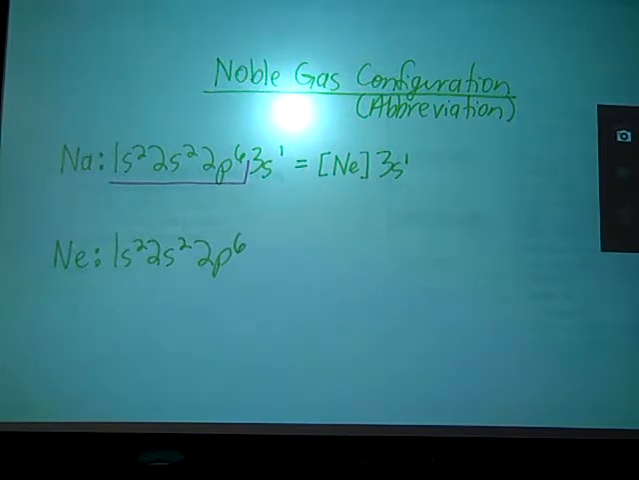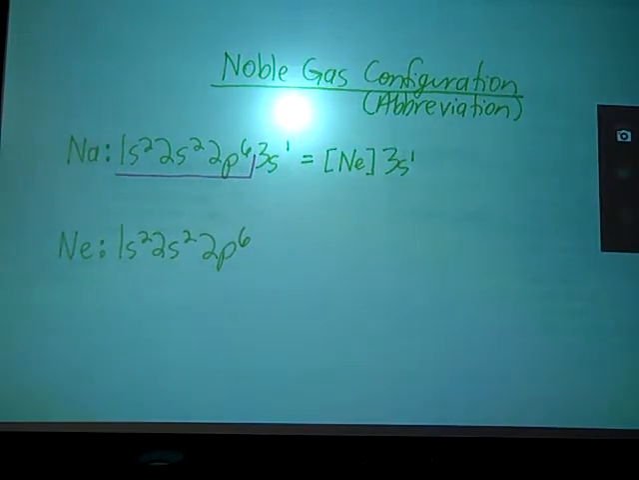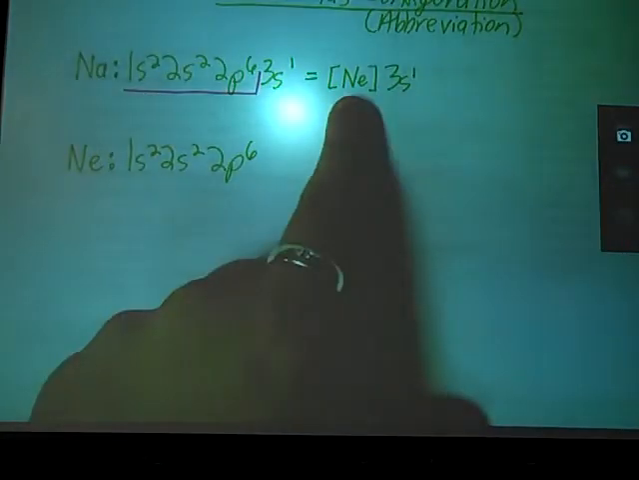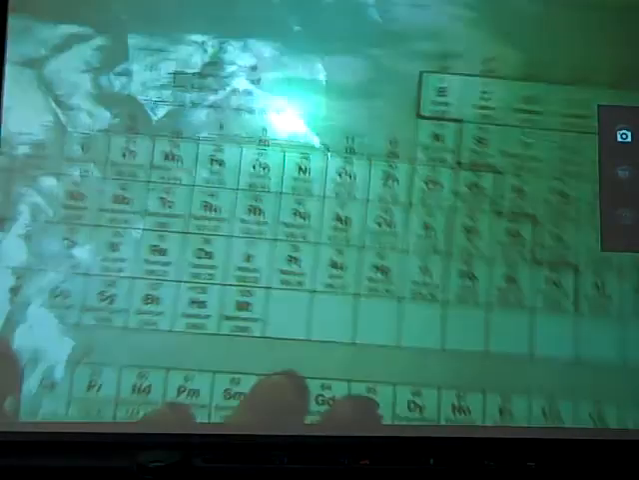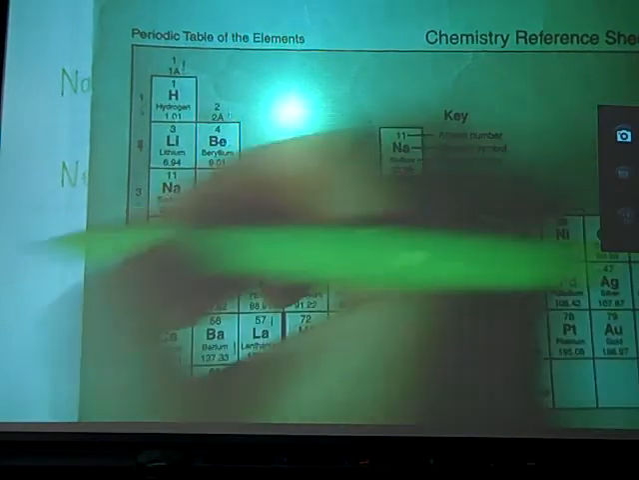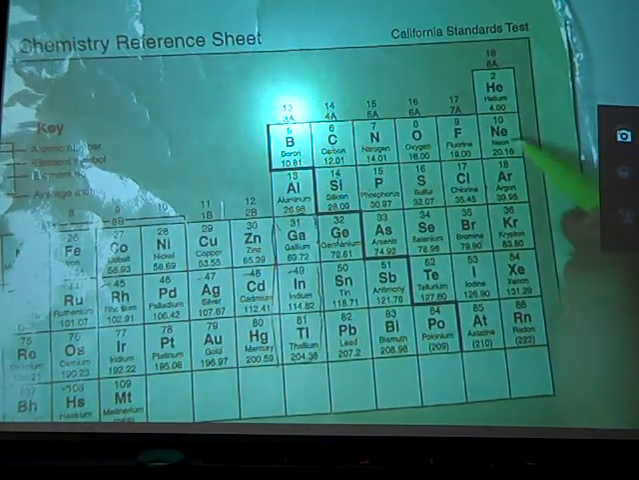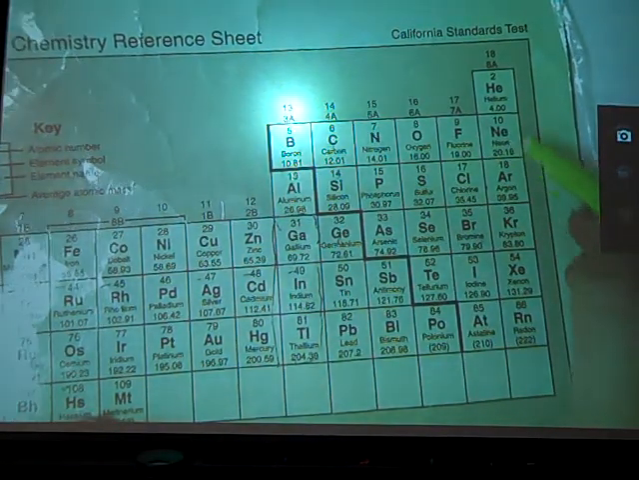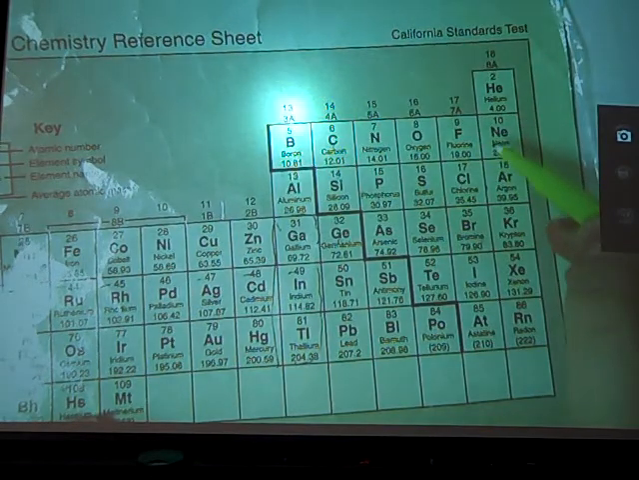An easy way to figure out which noble gas you can use in this abbreviation, and they can only be noble gases. Nobody else gets to do this abbreviation. It has to be a noble gas that you use to abbreviate. Is you start on the element that you're talking about, and then we go backwards on our periodic table until we run into a noble gas, neon, in the case of sodium.